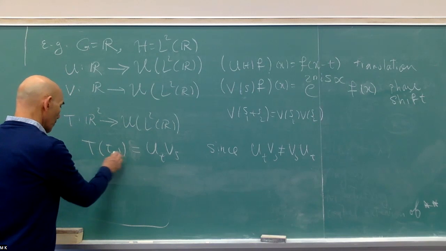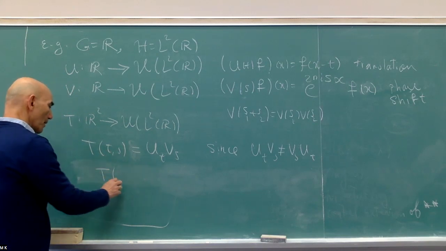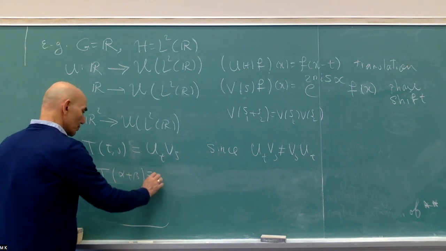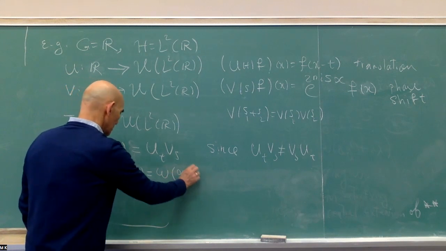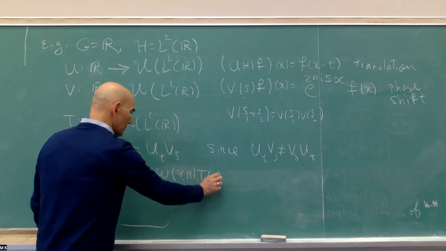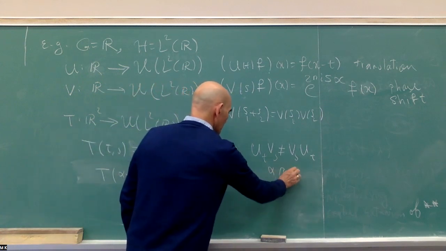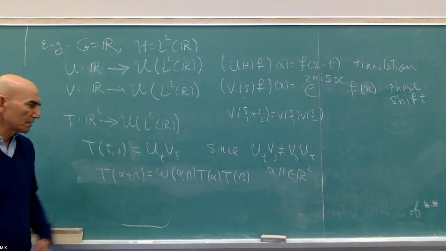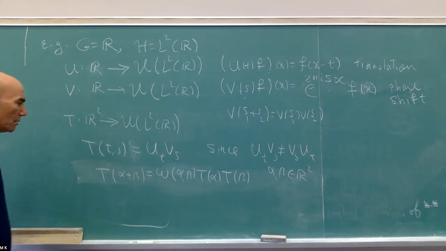So basically, what I'm going to claim is that T of alpha plus beta is equal to omega of alpha and beta, T alpha, T beta, where alpha and beta belong to the group. So we have to compute this omega now. What is omega?